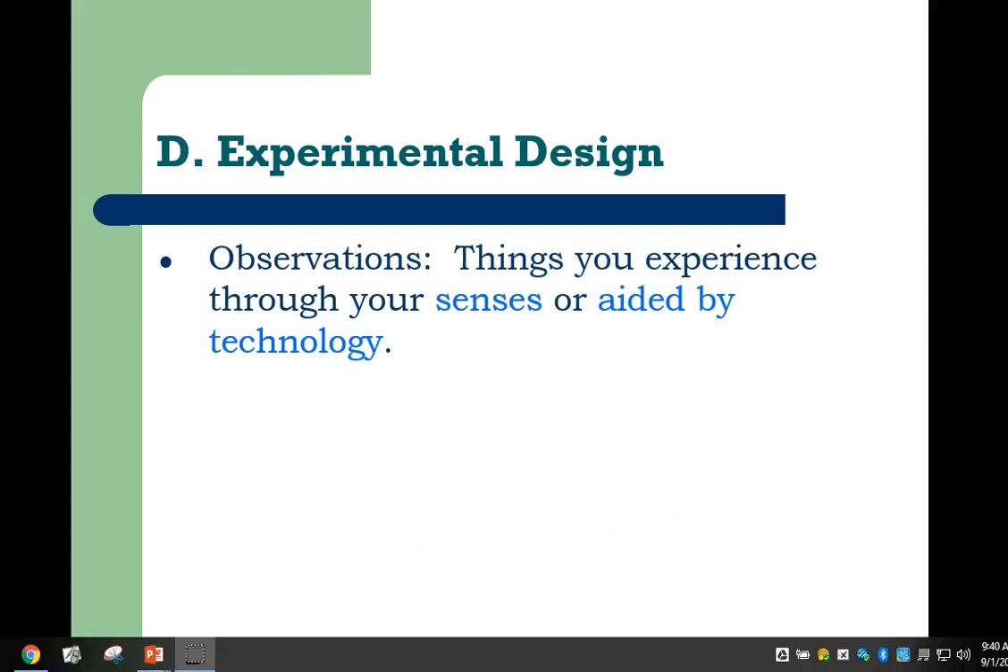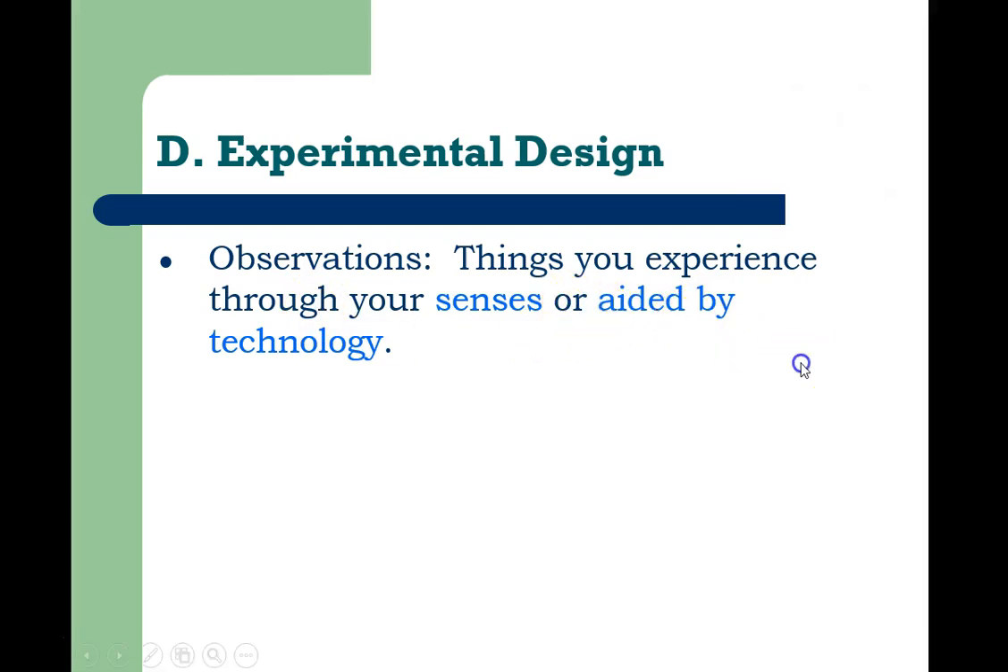When you are designing an experiment, there's different observations you have to make, and observations are just things you experience either from your senses or aided with technology. So through your senses, if there's a color change, a change in smell, a loud sound, a gas is formed, they would be things through your senses. Now, aided by technology, maybe that is using an electronic balance, something that we would do in class a lot. And there's a ton of examples of aided by technology, but that's probably the most common one. Did the mass change according to my balance?